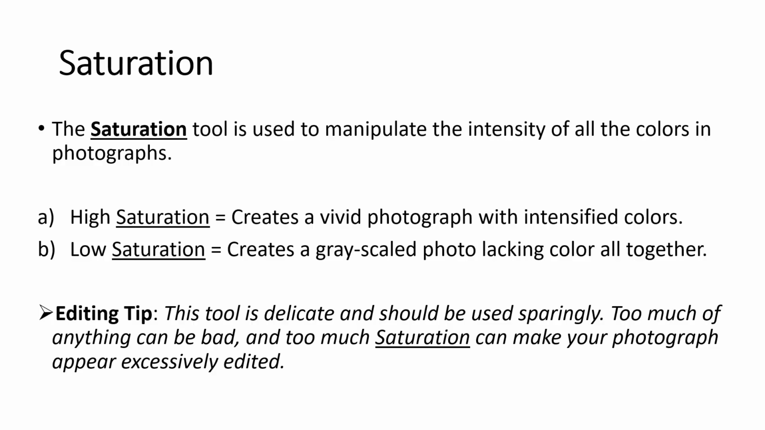Next up is saturation. So the saturation tool is used to manipulate the intensity of all the colors in photographs. So you have high saturation and low saturation. High saturation creates a vivid photograph with intensified colors. Low saturation creates a grayscaled photo which is lacking color altogether.